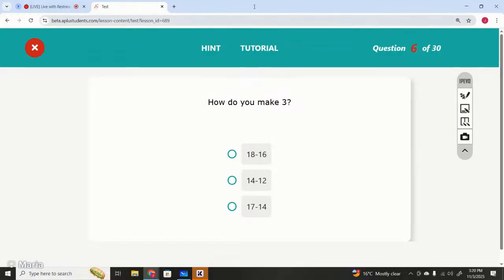How do you make 3? Which is the correct option? That is 17 take away 14 is 3. Okay, you can complete the lesson by yourself later today. Let me just move on to the next lesson.